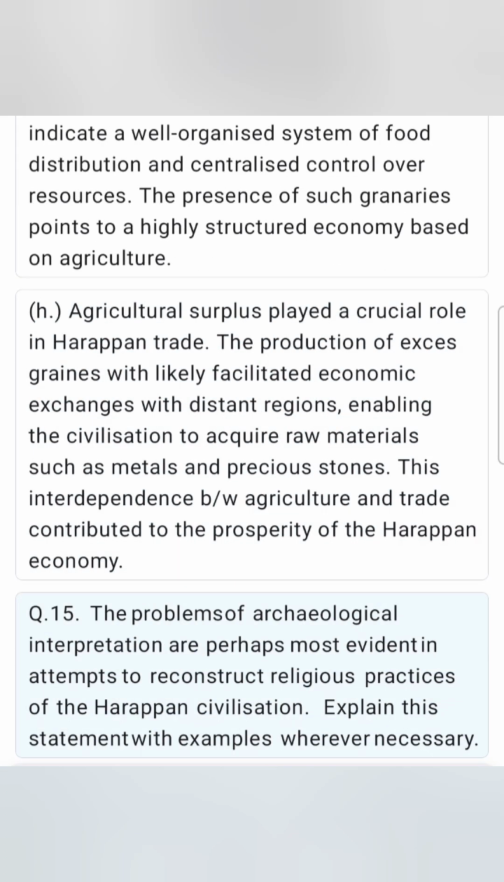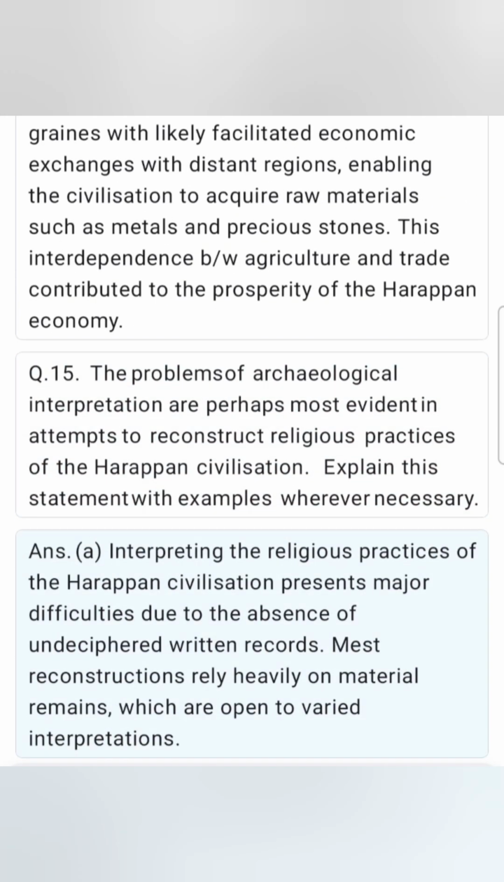Q. 15. The problems of archaeological interpretation are perhaps most evident in attempts to reconstruct religious practices of the Harappan civilization. Explain this statement with examples wherever necessary. Ans. Interpreting the religious practices of the Harappan civilization presents major difficulties due to the absence of deciphered written records. Most reconstructions rely heavily on material remains, which are open to varied interpretations.